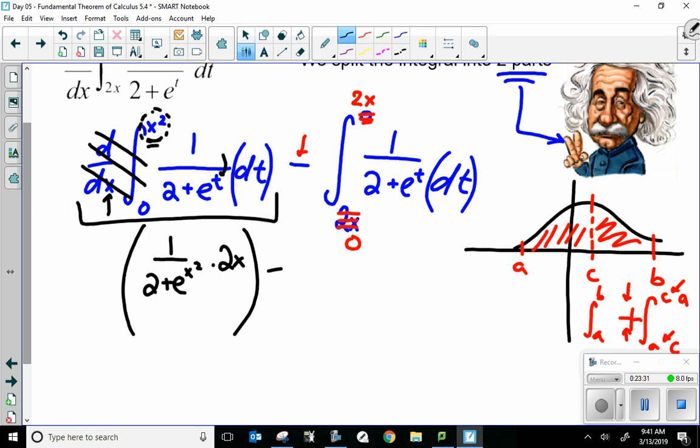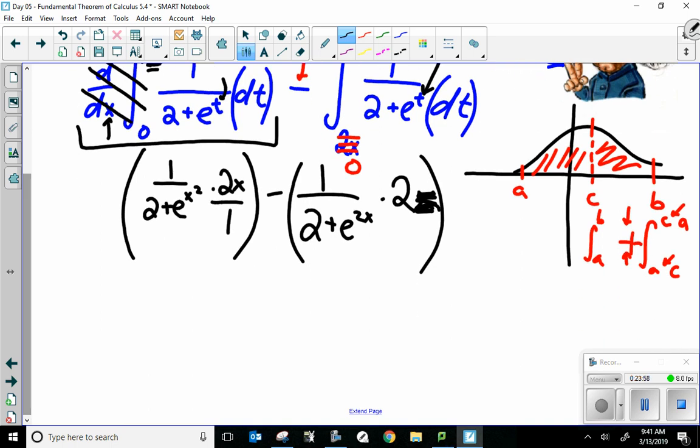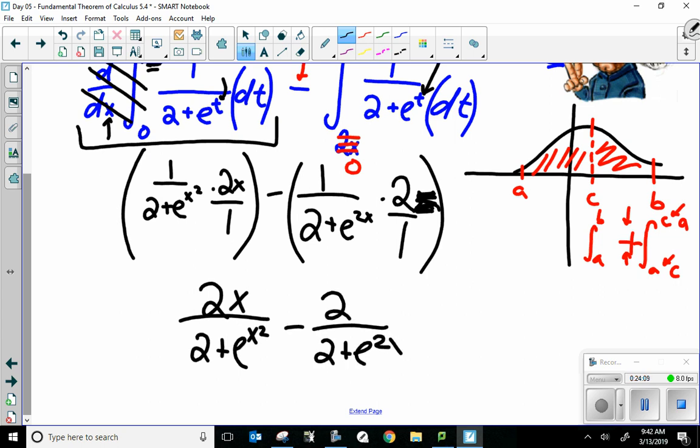All right, now let's move forward. I put my 2x in for t. It is 1 over 2 plus e to the 2x. This is not just x. Chain rule. That's just 2. And now I can simplify this. The only way I can simplify this is to multiply these things together. They're over 1. So I've got 2x over 2 plus e to the x squared minus 2 over 2 plus e to the 2x.